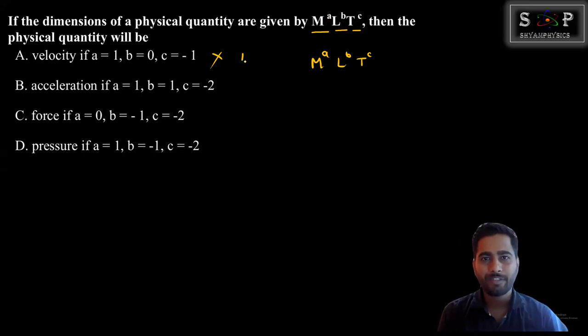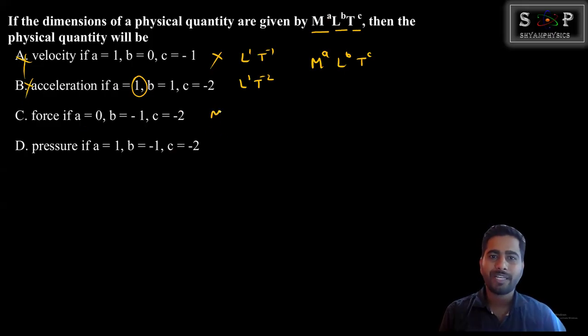Second option we'll check. Here L to the power 1, T to the power minus 1. Acceleration means L to the power 1, T to the power minus 2, meter per second squared. Check once. Here the mass is also given power 1, so it is also wrong. Next, coming to force. For force, you will get M L T to the power minus 2. M to the power 1 we need to get. So here they gave M to the power 0.